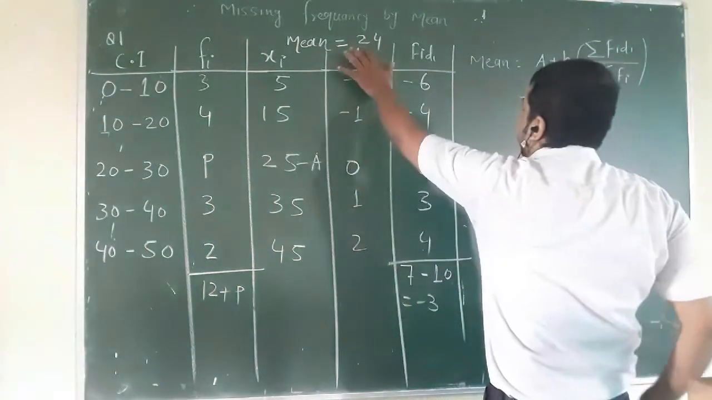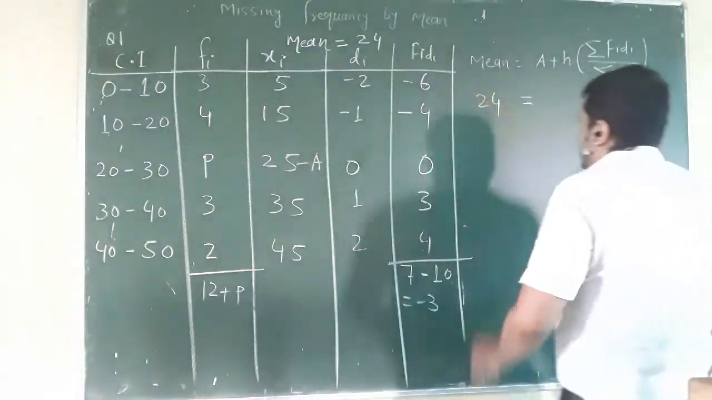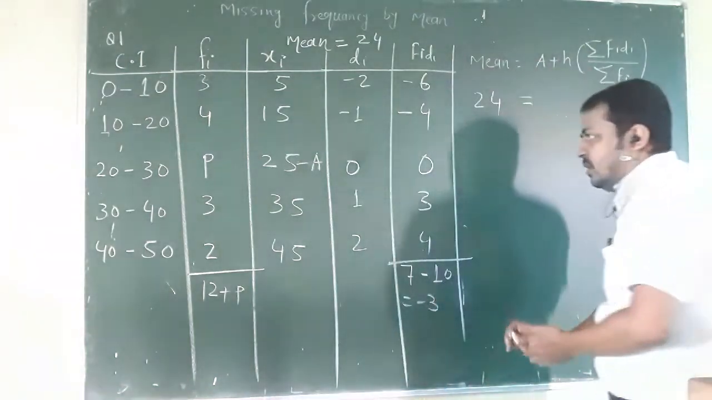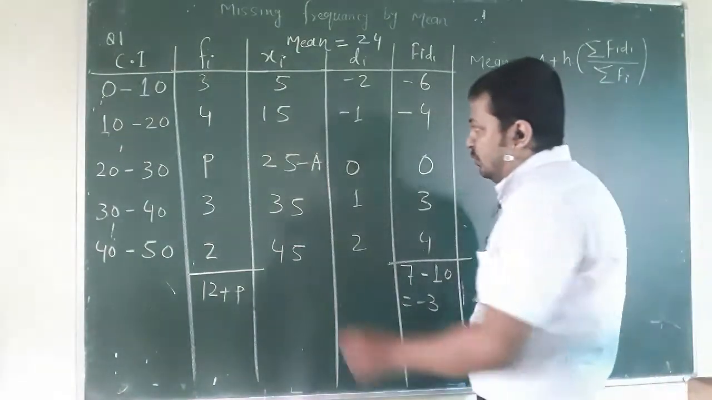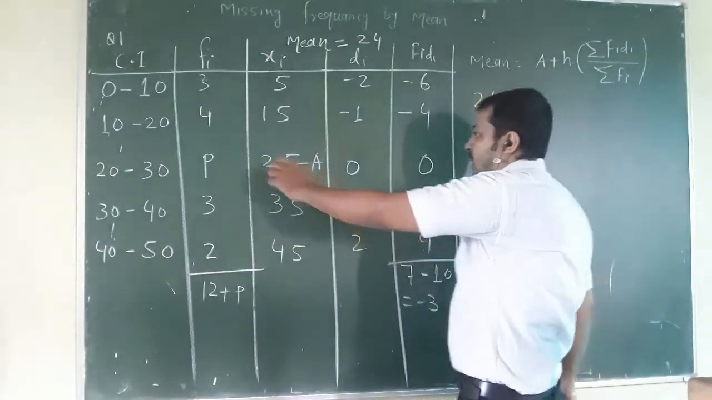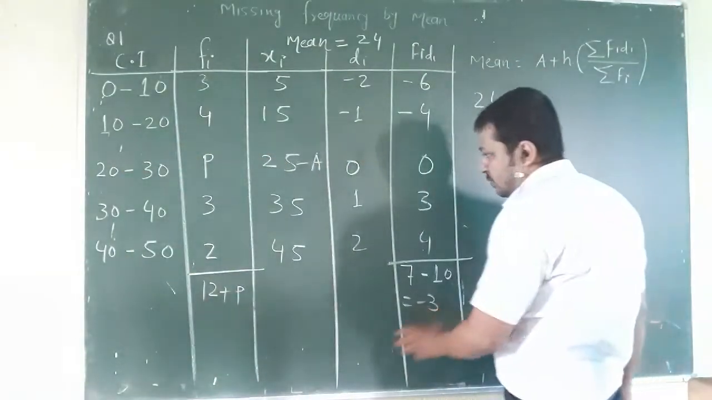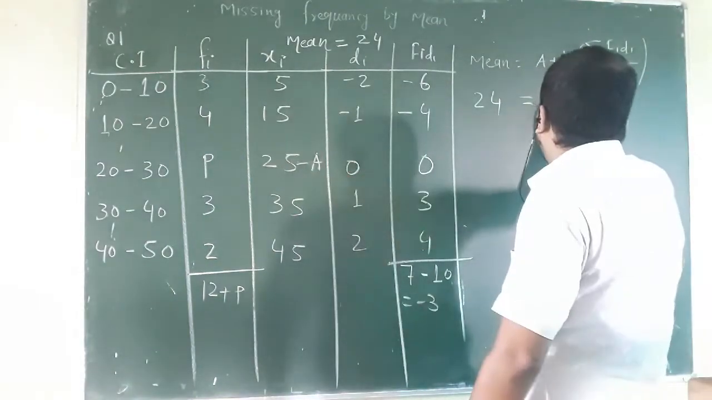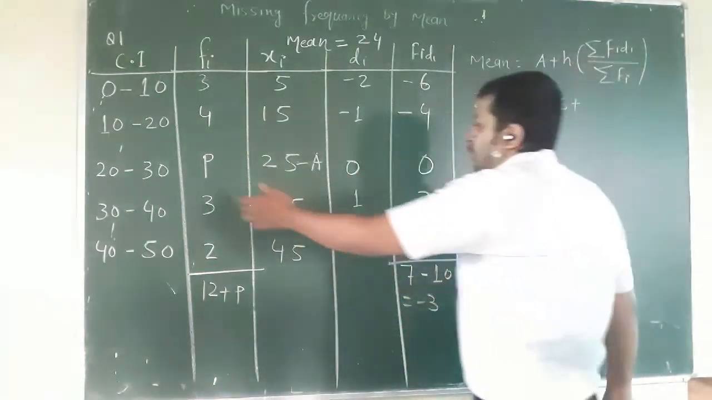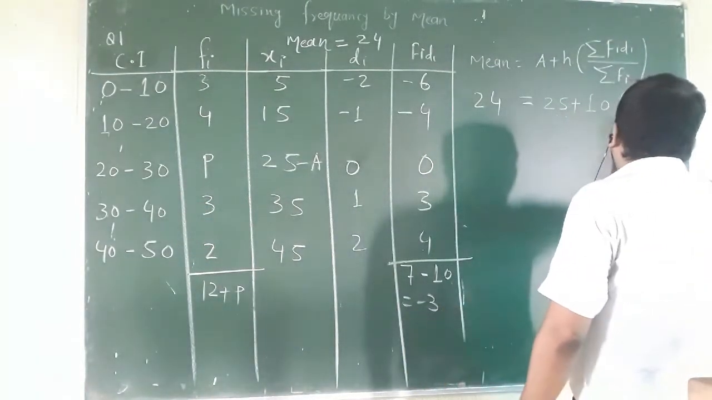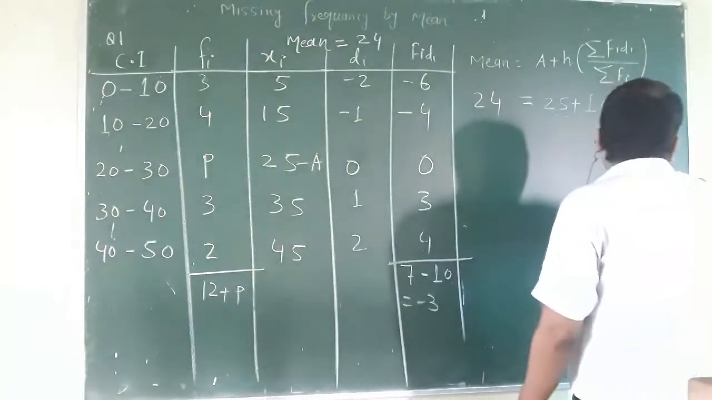Now the mean is given as 24. What is the value of a? If you do not know the formula, just memorize the steps. In the step deviation method there are four things you need to find the mean. First one is a, second one is the height h, third one is the sum of fi di, fourth one is the sum of fi. If you do not know the formula, then you will memorize the steps. So first one is a, that is 25. Second one is the height, that is 10. Third one is the sum of fi di, that is minus 3. Fourth one is the sum of fi, that is 12 plus p.